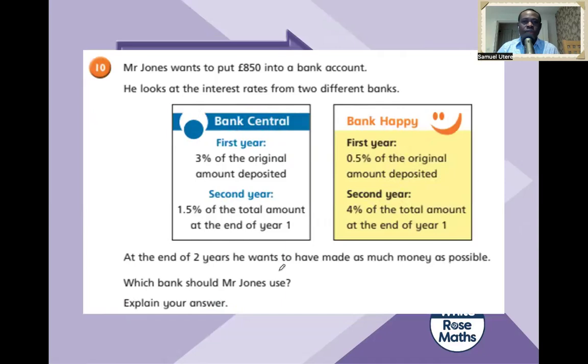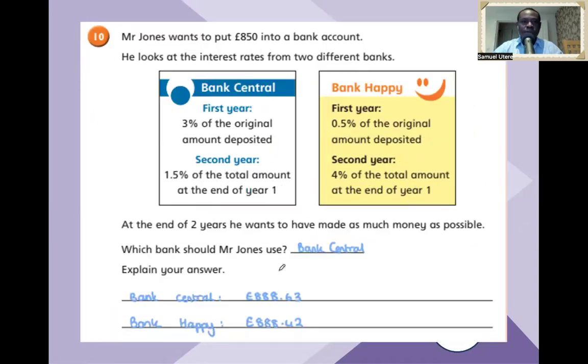All right. Pause the video and answer question 10 in 2 minutes. All right. Assuming you've paused the video and you've answered the questions, here are the answers. Here, Mr. Jones wants to put £850 into a bank account. He looks at the interest rates from 2 different banks. Here they are. At the end of 2 years, he wants to have made as much money as possible. Which bank should Mr. Jones use?